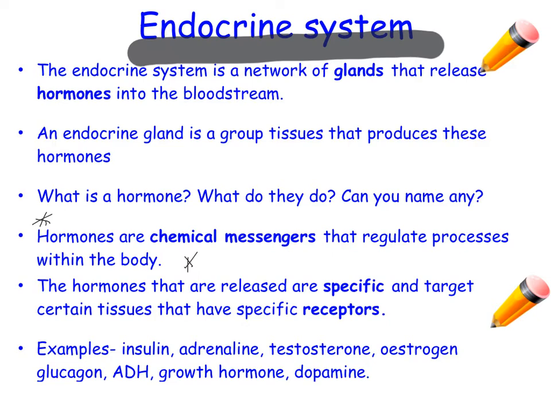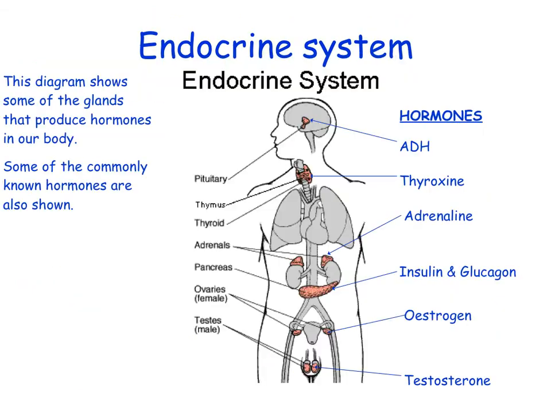Now you may or may not have heard of some of these hormones that are here. Examples of hormones are insulin, adrenaline, testosterone, estrogen, glucagon, ADH, growth hormone and dopamine. And we're going to have a look in particular later on in this video at insulin and at this one here, ADH and glucagon. So whereabouts in your body are these glands?